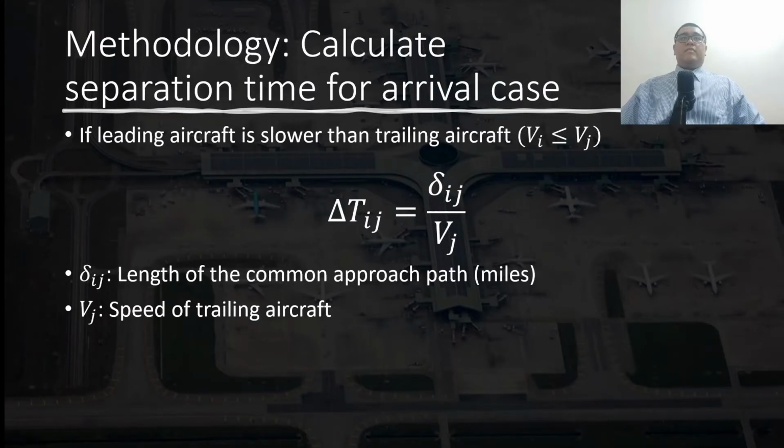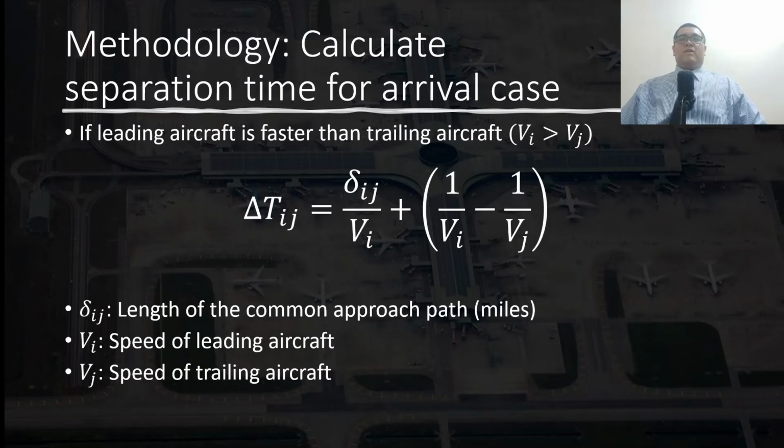Okay, now for the methodology. First, we will calculate the separation time for the arrival case. In this case, the leading aircraft is slower than the trailing aircraft, so we'll use this formula where delta ij is the length of the common approach path in miles and vj is the speed of the trailing aircraft. Now, if the leading aircraft is faster than the trailing aircraft, we will use this formula. And once again, delta ij is the length of the common approach path in miles, vi is the speed of the leading aircraft, and vj is the speed of the trailing aircraft.